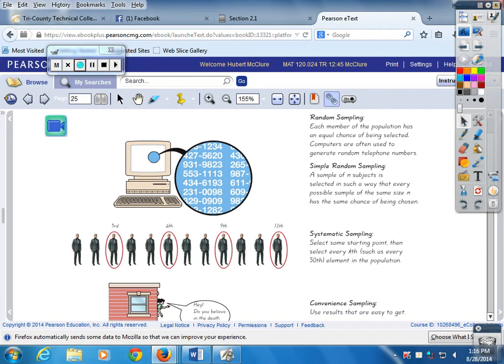Systematic. An example of a systematic random sample would be lining y'all up in the back, and every fifth person I give extra points on the test. That would be systematic. And what would be the reason? Because there is a what? A system, a pattern.